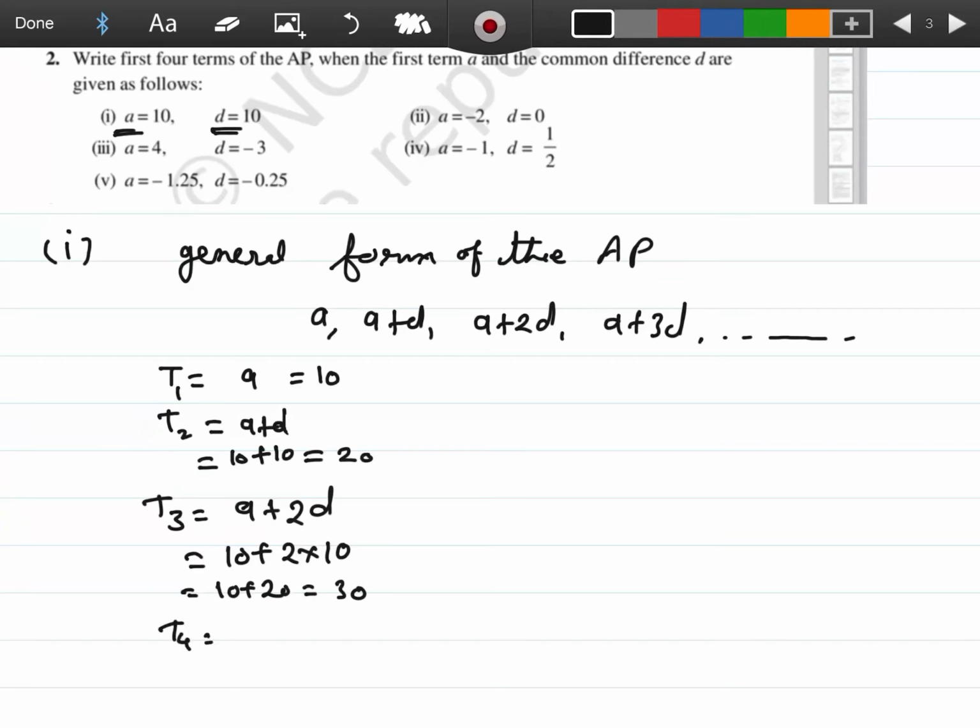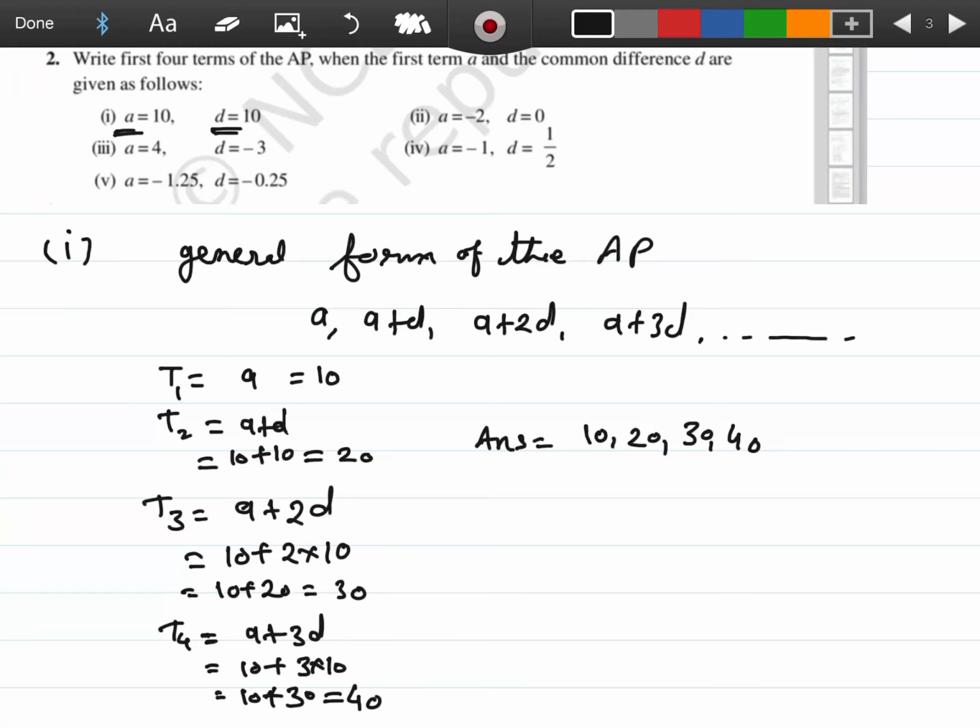And T4 is again A plus 3D, that is 10 plus 3 into 10. So 10 plus 3 tens are 30, 30 plus 10, which is equal to 40. So what will be the sequence here? Your answer will be 10, 20, 30 and 40.